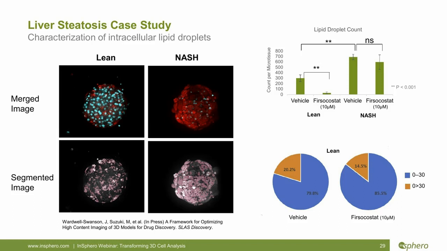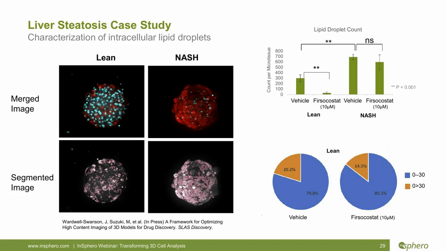The images in the top row are maximum intensity projections showing the lipid droplets in liver steroids cultured under either the lean or the NASH conditions. The lean is shown on the top left and the NASH conditions on the top right. The corresponding images in the bottom row illustrate the image segmentation, or the identification of the individual lipid droplets.